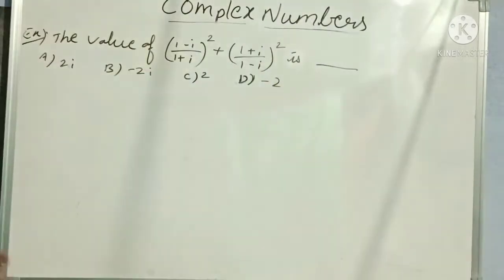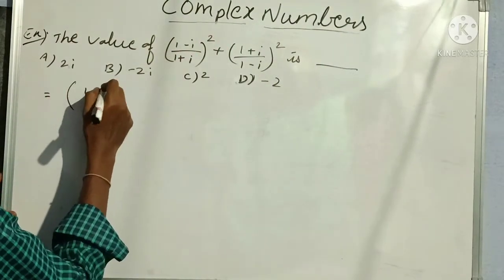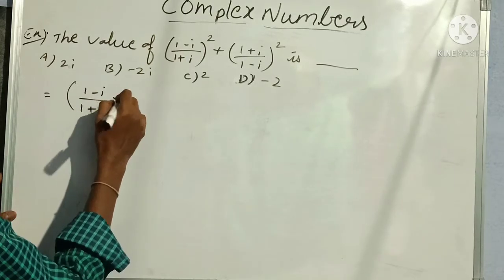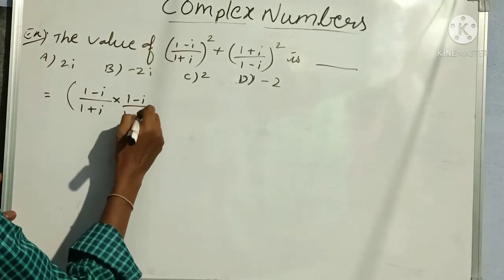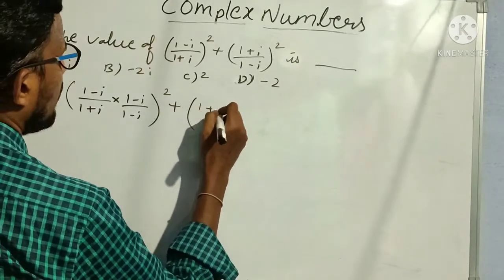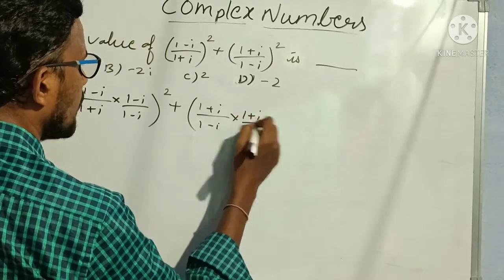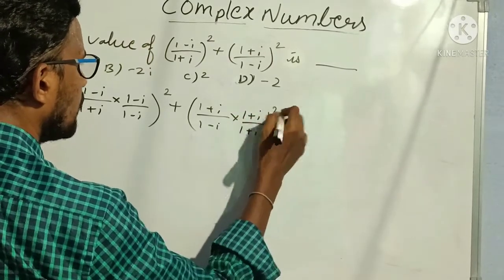So same, I am taking the conjugate of 1 plus i here. So 1 minus i as it is, 1 minus i by 1 plus i into again 1 minus i by 1 minus i whole square, plus of again 1 plus i by 1 minus i into conjugate of 1 minus i is 1 plus i, so 1 plus i by 1 plus i whole square.